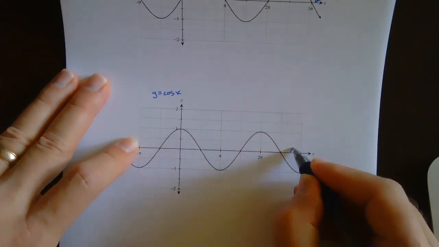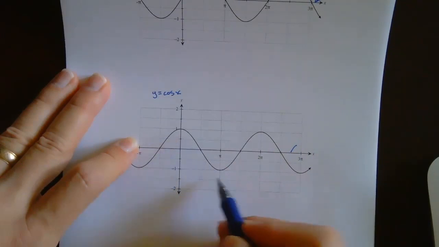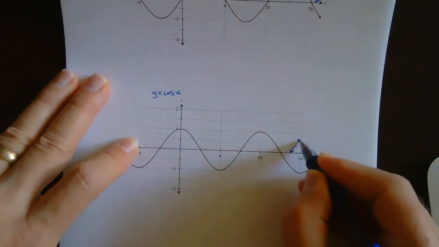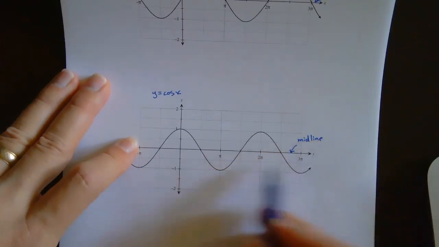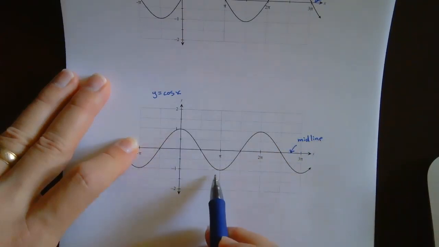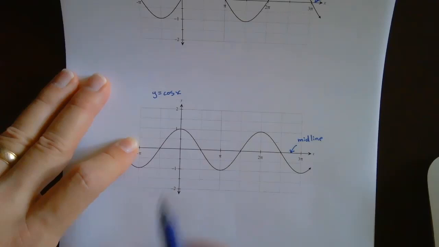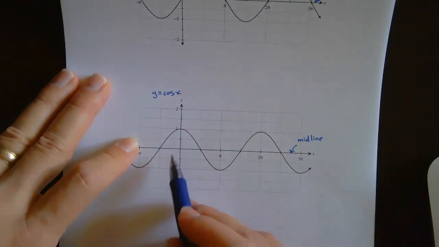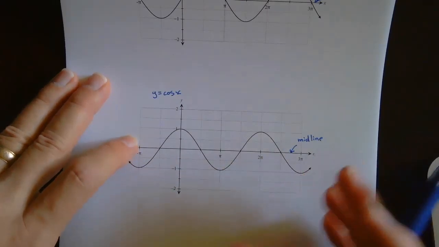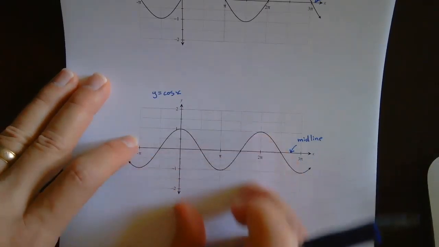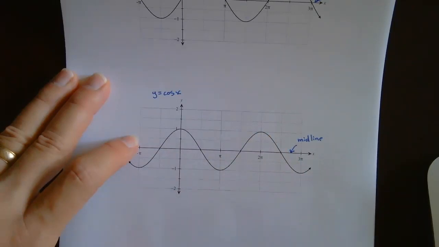This is still the midline, and it's equally above and below the x-axis. It's called the midline. It's right in between the max and the min, equally spaced. Period: how long does it take to repeat? 0 to 2 pi. And we can transform this. So we can shift this up and down, left and right, and we can do all of that stuff.